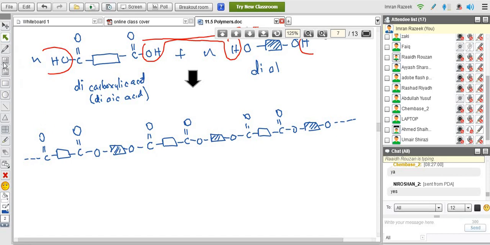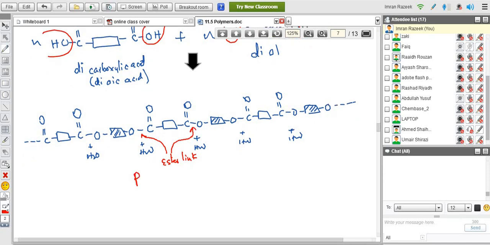And you notice each time an ester link is formed, a water molecule is lost, that is the byproduct, right? And you see many ester linkages. These are the ester linkages. I'm going to highlight the ester linkage now. Ester link. This is one ester link, and this is another ester link. So it's a polyester. Polyester meaning many ester linkages, right?